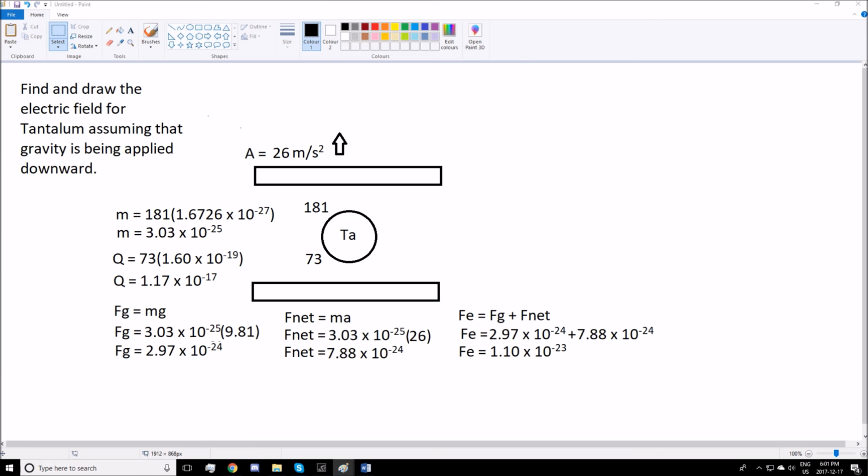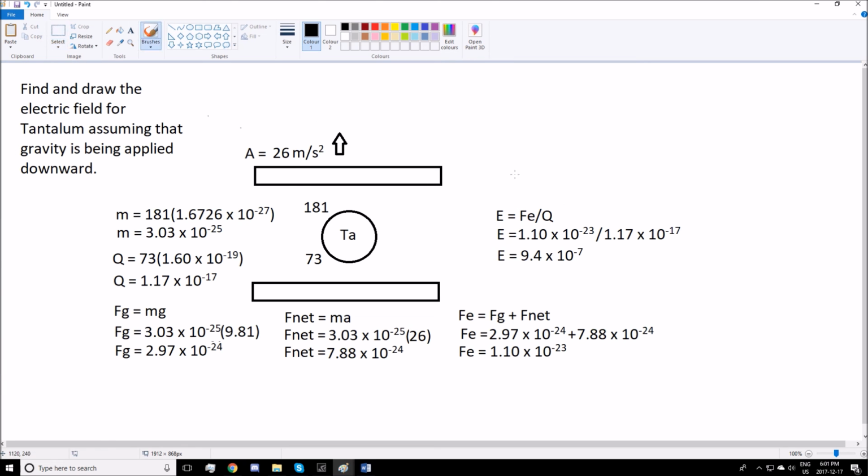And then once you have that, then you can find your electric field and use your E equals Fe over Q formula. Plugging in your numbers would look something like this. And solving it out would look something like this.